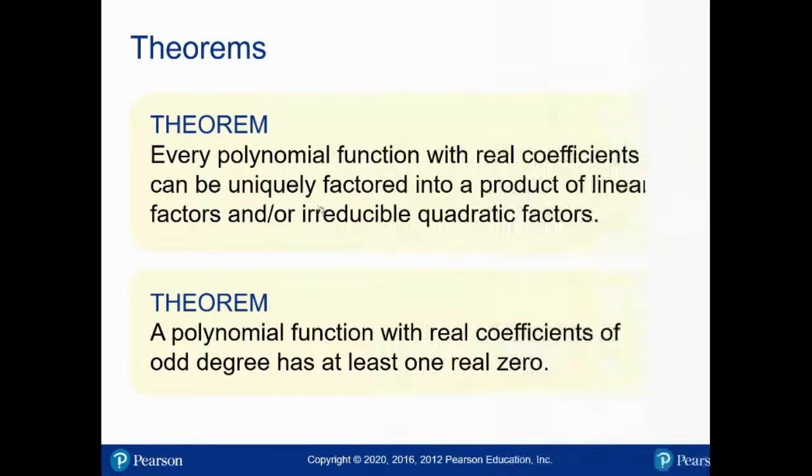Okay, continuing on in this monster of a section of the book. So, here are some theorems. A polynomial function with real coefficients, so a polynomial, can be factored into a product of linear factors. These are things that look like x minus a number.